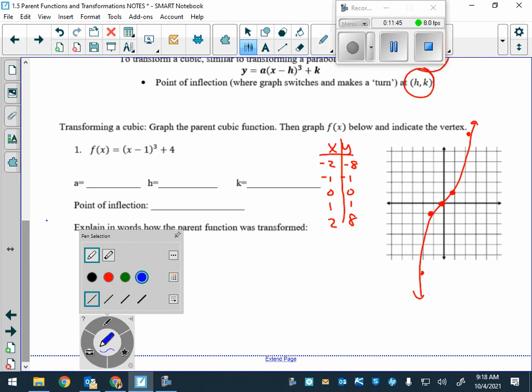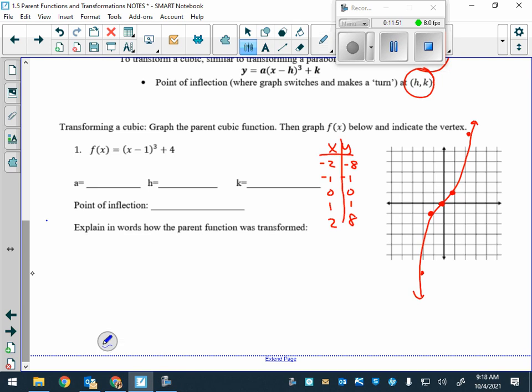A, H, and K. So for number 1, what is my A value? Jackson. 1. What is my H value? Nick. What is my H value? 1. Good. Zoe, what's my K value? What is it? 4. Good. So therefore, my point of inflection is HK. What would it be, Pearson? 1, 4.